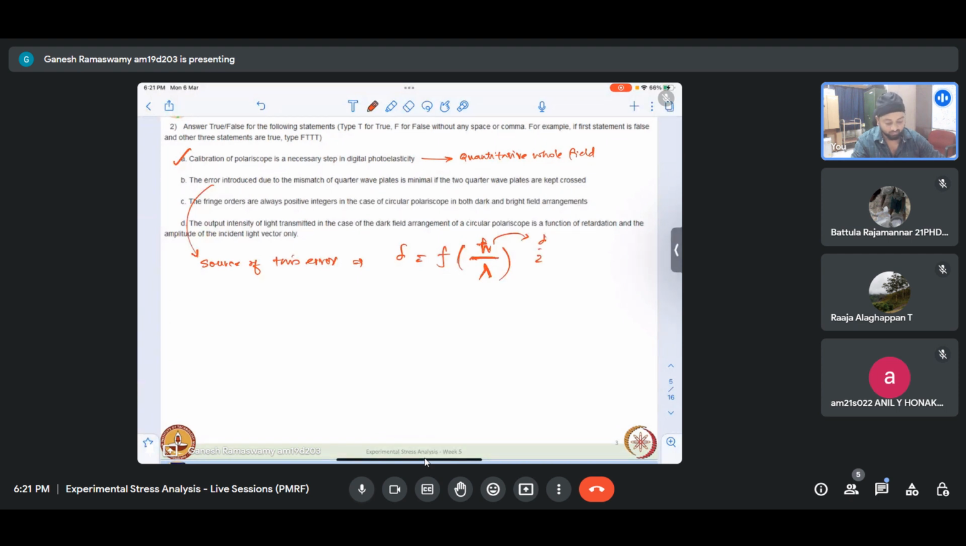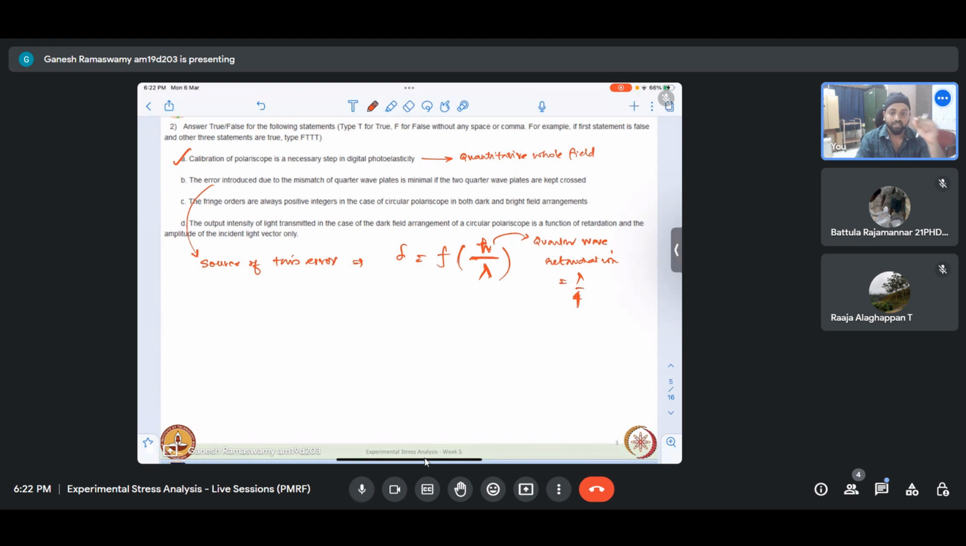retardation. If we want quarter wave retardation, meaning lambda by 4 retardation, we will get it for a particular wavelength of light. Now, if we purchase from commercial suppliers, that quarter wave plate would have been calibrated for one particular wavelength of light. It is not necessary that the light that you are using in your laboratory in the photoelastic bench is necessarily matching with that. Hence, there is a mismatch.